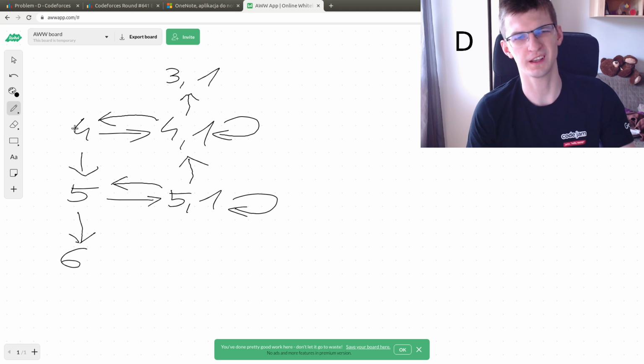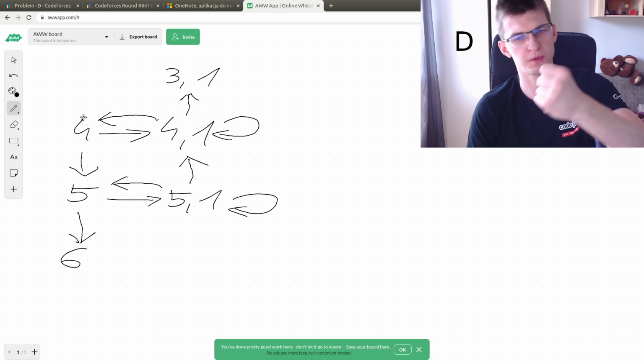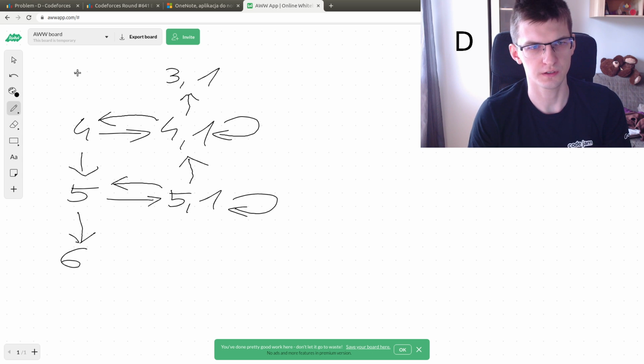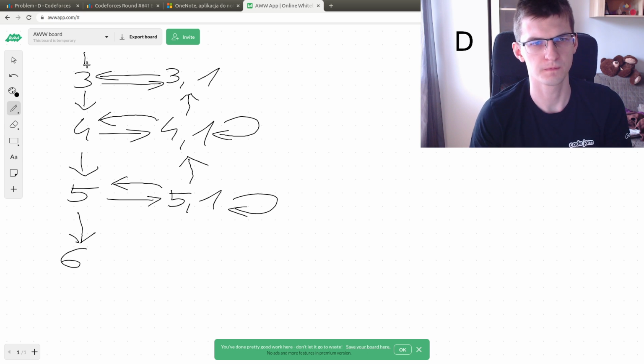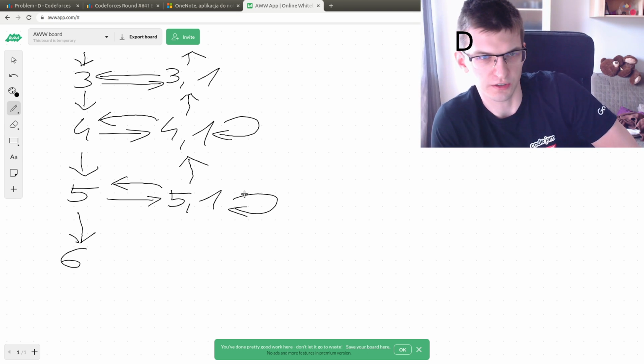From 4, can I get to 3? No, because if I have 4, then I decide about unassigned cookies. There is 3 here. We have that. And so on. That's the graph.